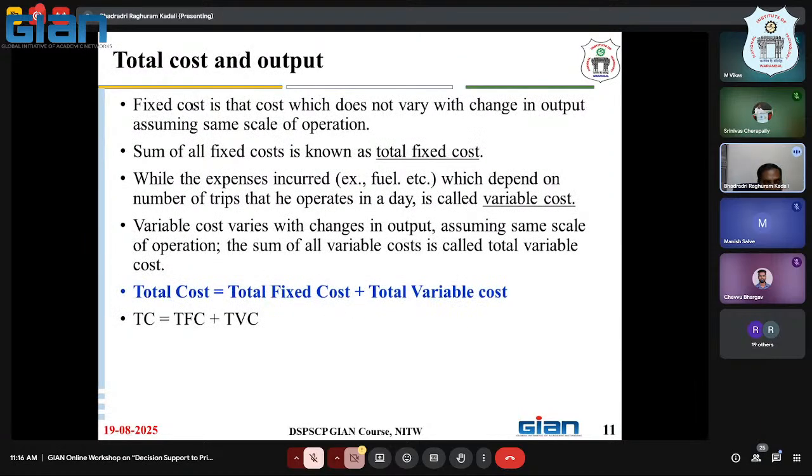Then we have the fixed cost, which is the cost that does not vary with the change of the output. So the total cost may correspond to the fixed cost. Sometimes if you are going from X to Y, then you know the total distance to be traveled, then you know the total consumption of fuel. So corresponding to fuel cost, this is a fixed cost without variability of the cost.